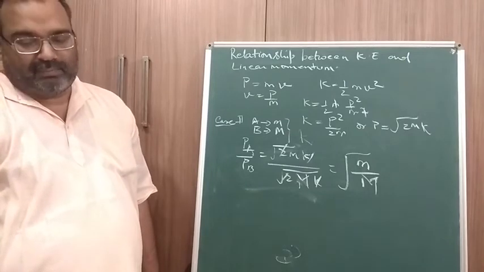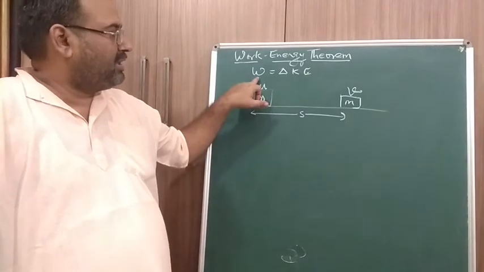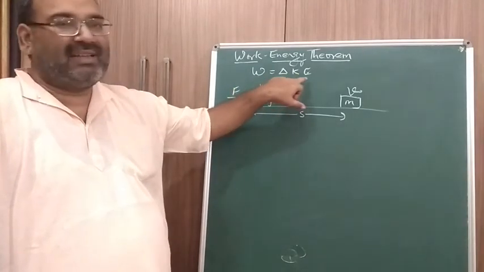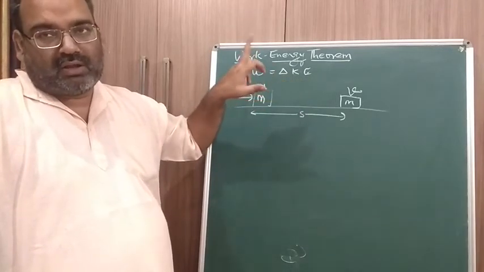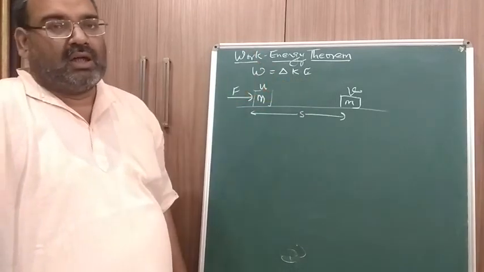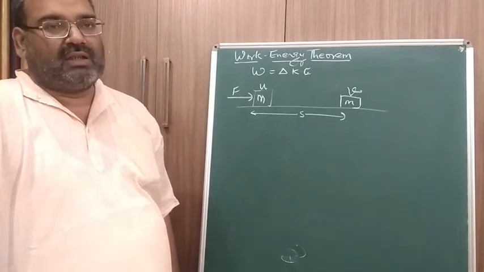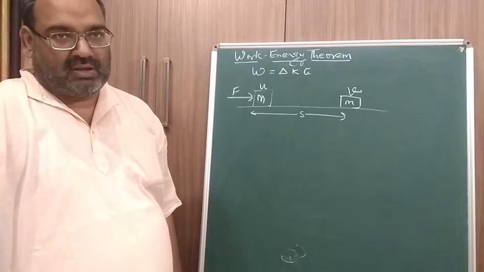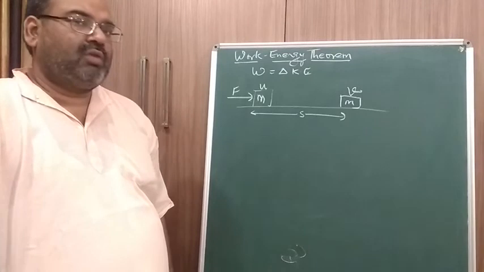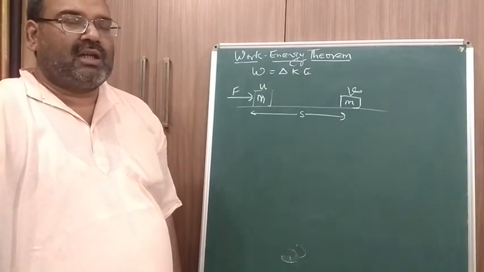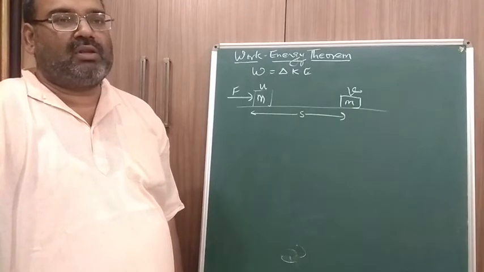So the ratio of the momenta will be in the square root ratio of their masses, small m and capital M. Next we have the work energy theorem. The statement for the work energy theorem is written here. W is equal to delta K, that is, the change in kinetic energy. According to the work energy theorem, the change in kinetic energy of a moving body is equal to the work done in changing the kinetic energy, or work done in increasing the speed of the body in its own direction.